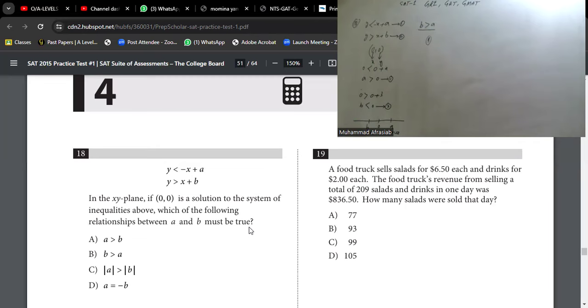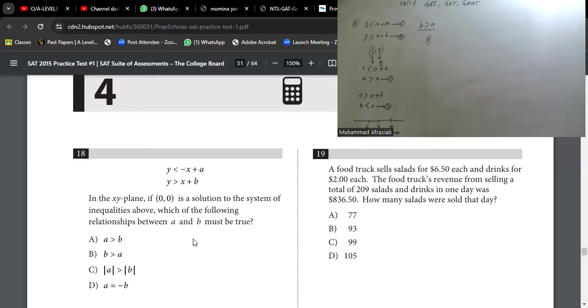So the modulus option is not there, because if you remove the modulus, it is plus a, plus b, and minus a, minus b, and we cancel the sign. It is not according to this variation. It is not even equal. So only the B choice is there, where b is greater than a.